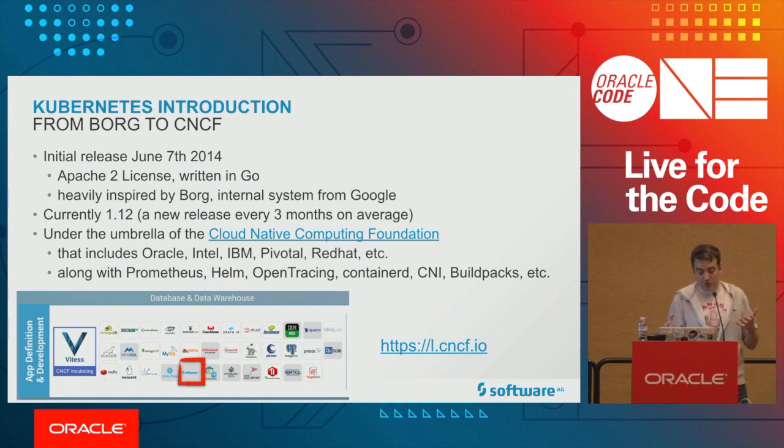It's not the only project, as I told you. There is also another graduated project, Prometheus, for monitoring. Also, Helm is still incubating, OpenTracing, containerd, CNI for networking, the buildpacks that I've talked about earlier on. So everything that relates to running workloads in the cloud and works nicely with Kubernetes is usually a good candidate to be part of the CNCF. And you can go to cncf.io, and there is a nice landscape, and you can see all the tools that are part of it.